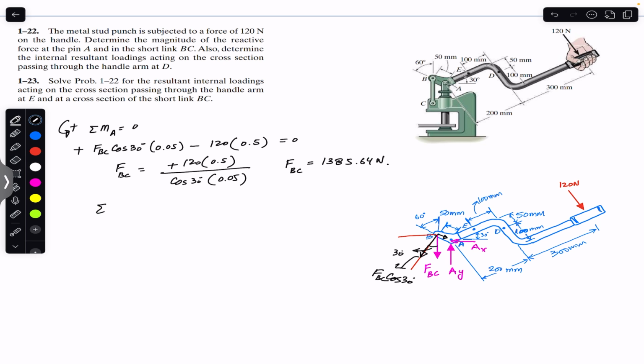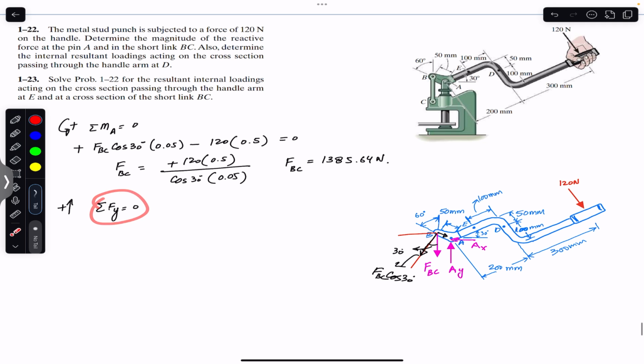So the sum of the forces in the y is equal to 0. Upward direction is considered to be positive. Now for the sum of the forces in the y, we can take FBC directly, because this FBC is in the vertical direction, and then we have to resolve this 120 Newton force into its x and y components, because this is our positive x, this is our positive y. Now this 120 Newton force is perpendicular to this handle axis, which is making 30 degrees. This is given that this is making 30 degrees.